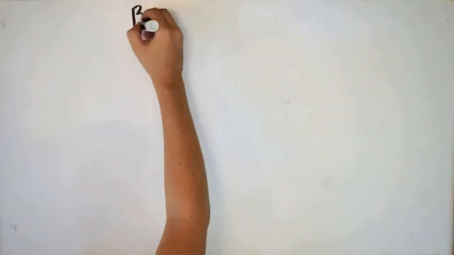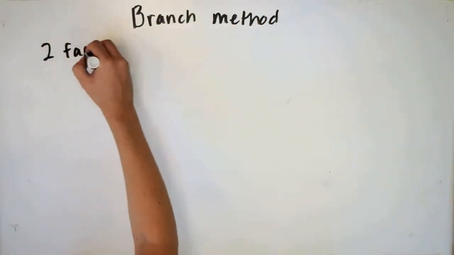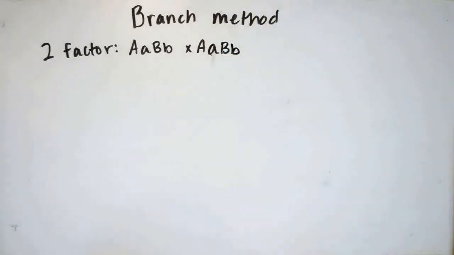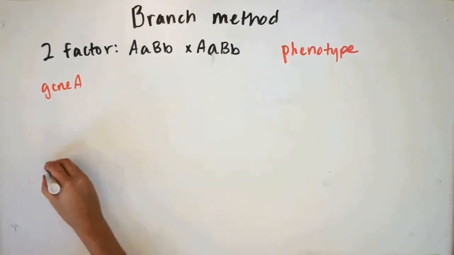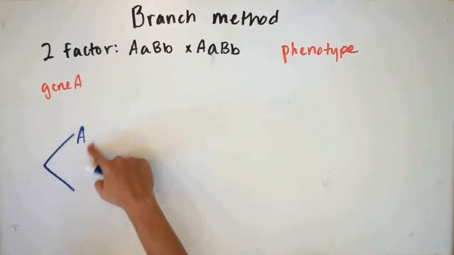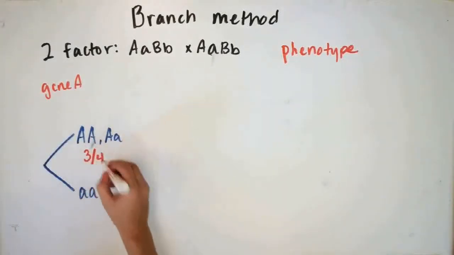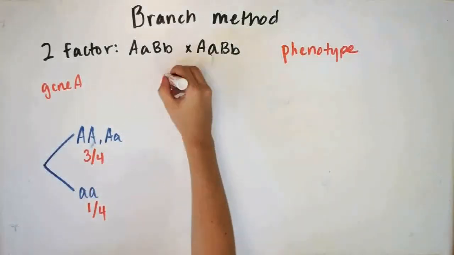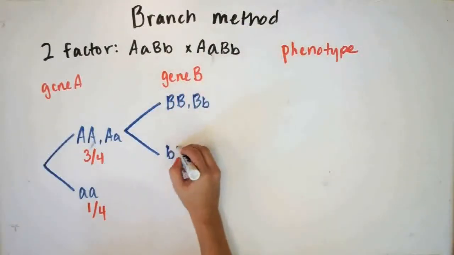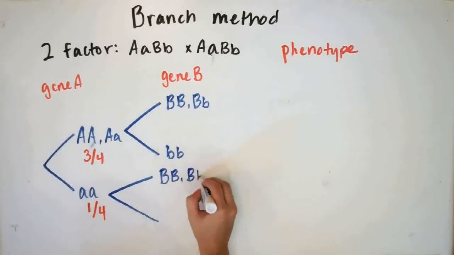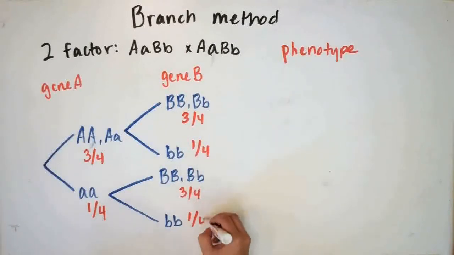First, let's look at the branch method, which combines simplified diagrams with probability calculations. We'll calculate phenotypic probabilities for a 2-factor cross. We'll consider each gene separately and assume that they are not linked. For gene A, we have the dominant or recessive phenotypes, which we know have a probability of 3/4 and 1/4, respectively. For gene B, we draw a branch with dominant and recessive phenotypes coming off of dominant A. But we also draw the same branch coming off of recessive A. In this instance, the probabilities for A and B are the same.